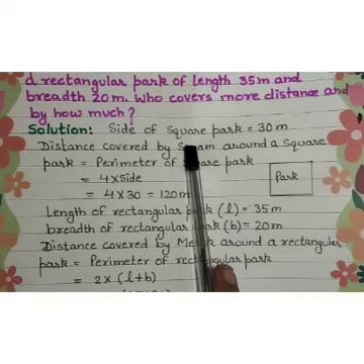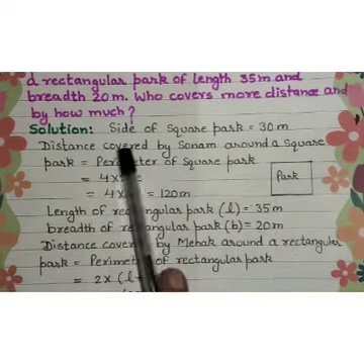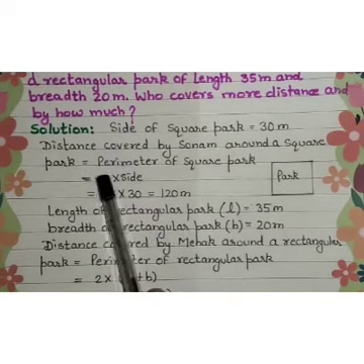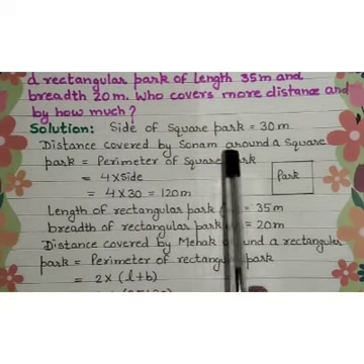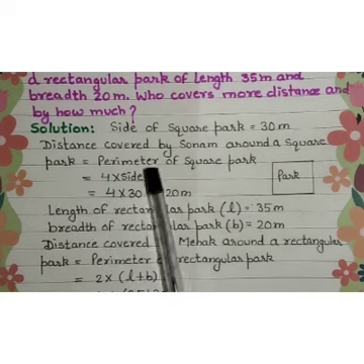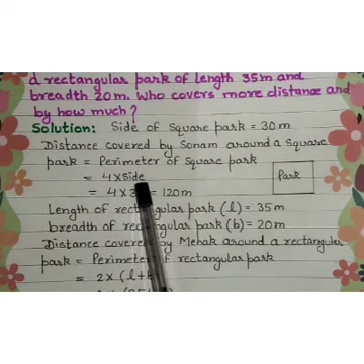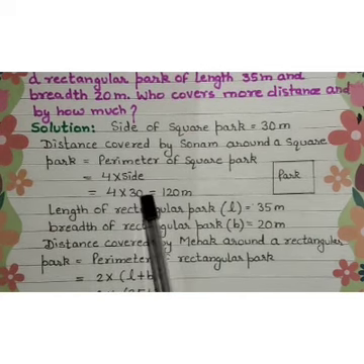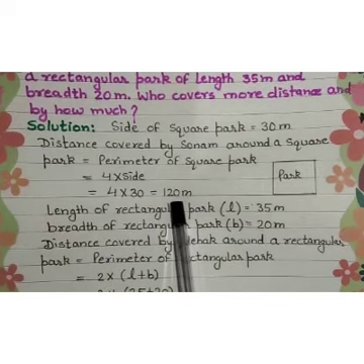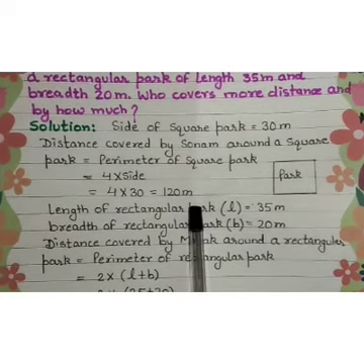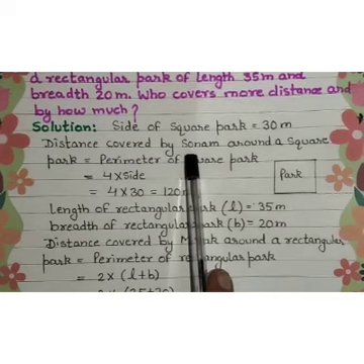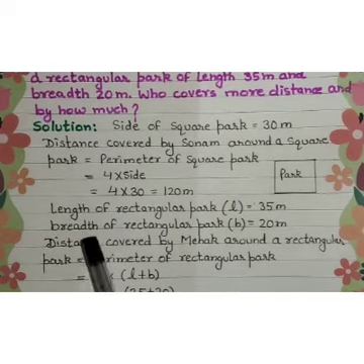Side of square park is given 30 meter. Distance covered by Sonam around a square park will be equal to perimeter of square park. Formula for perimeter of square is 4 multiply side. Therefore, on multiplying 30 by 4, we get 120 meter. So 120 meter will be the distance covered by Sonam around a square park.